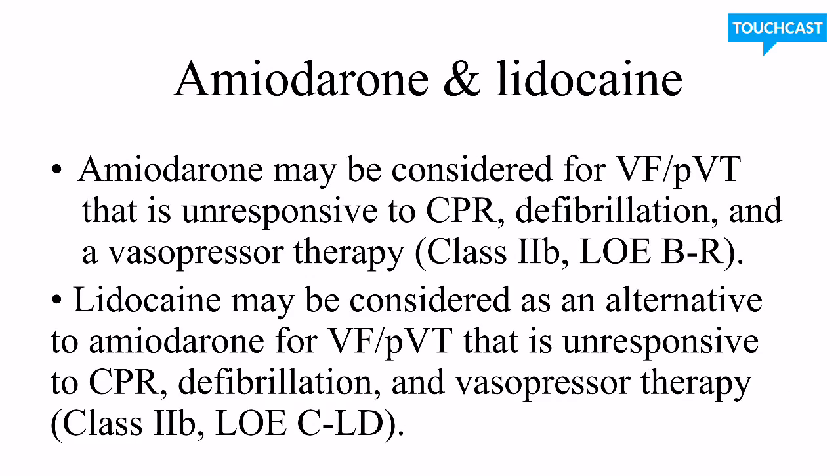Don't forget, you may use amiodarone for VF and pulseless VT that is unresponsive to CPR. The other choice is lidocaine as an alternative to amiodarone. Remember, after the third shock, in a patient with pulseless VT or VF, we give amiodarone bolus 300 mg over 1 to 2 minutes, and after the fourth shock, we give amiodarone 150 mg bolus over 1 to 2 minutes.